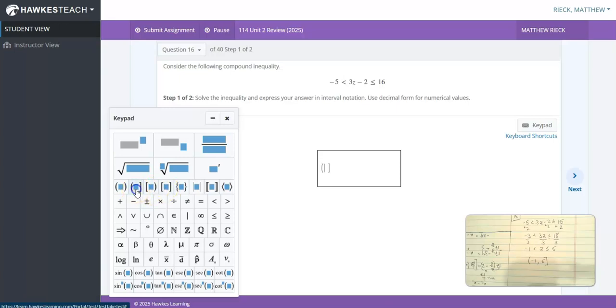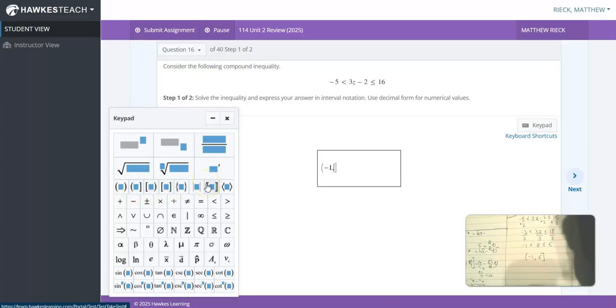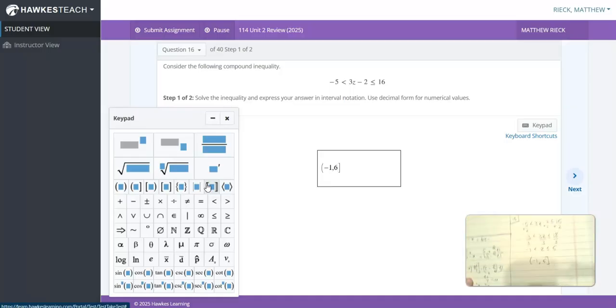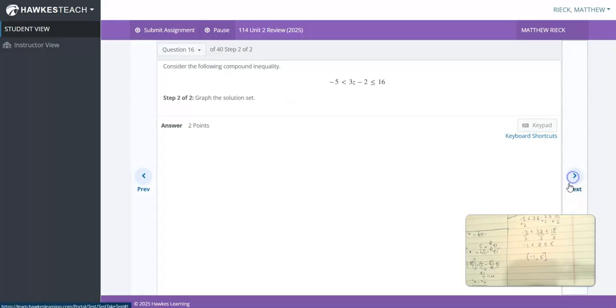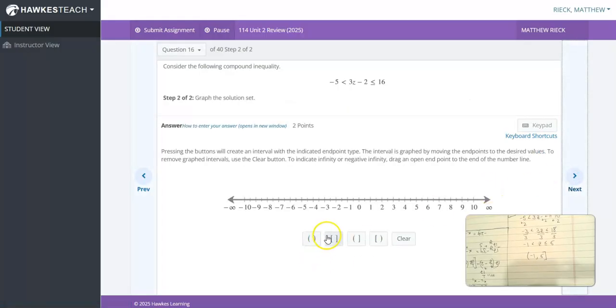So we want this. All right, so you got -1, comma 6. All right, so again, we have parentheses on the left and bracket on the right. And we have from -1 to 6. There we go.